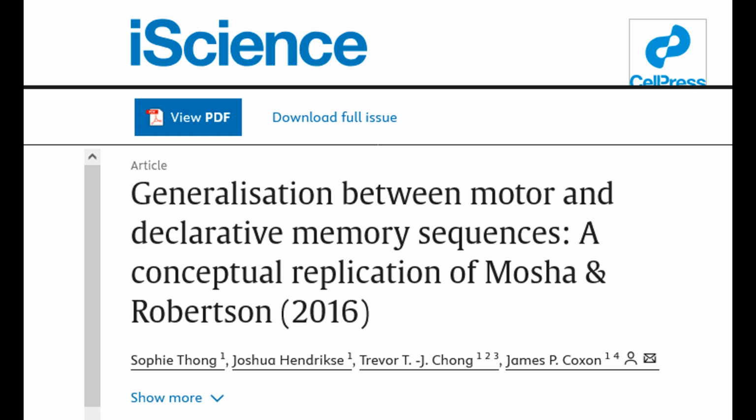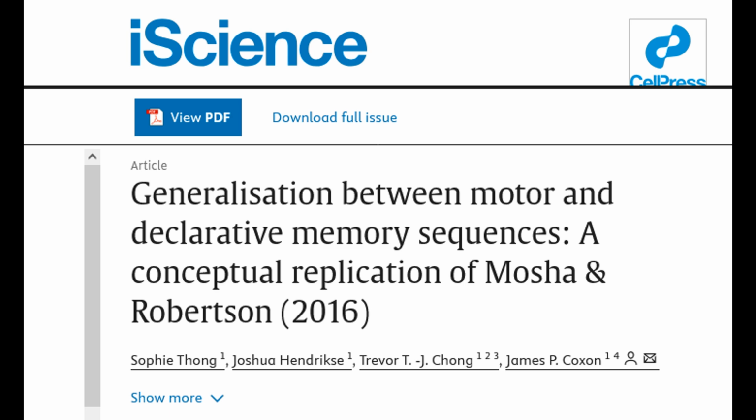Theoretical context. Traditionally, psychologists and neuroscientists have viewed motor procedural memory and declarative memory as separate systems. Motor memory involves learning skills and actions, like riding a bicycle or typing, while declarative memory involves facts and events, like remembering a shopping list or a personal experience. These systems were thought to operate through different brain mechanisms and neural networks.